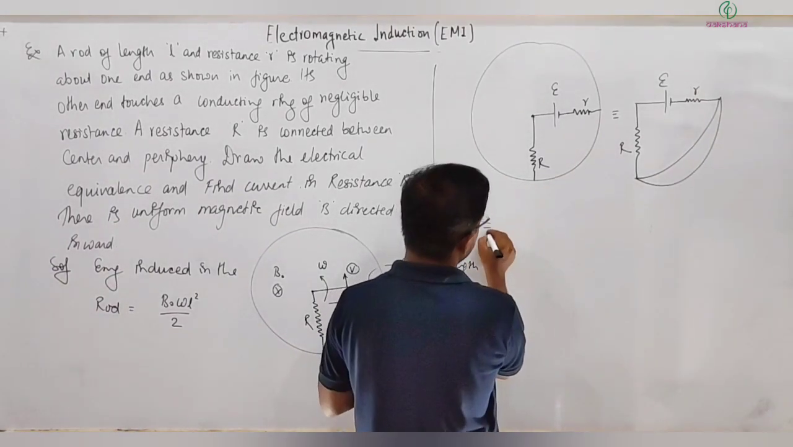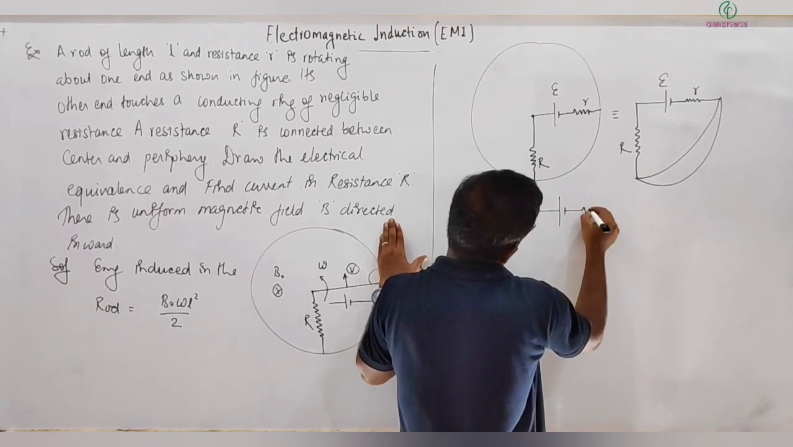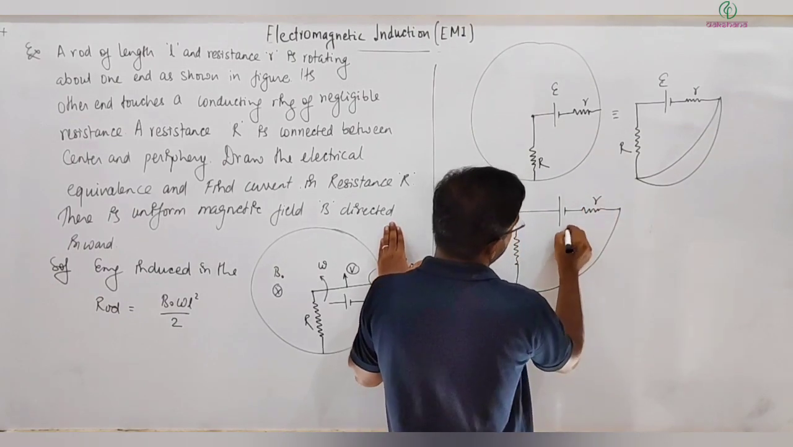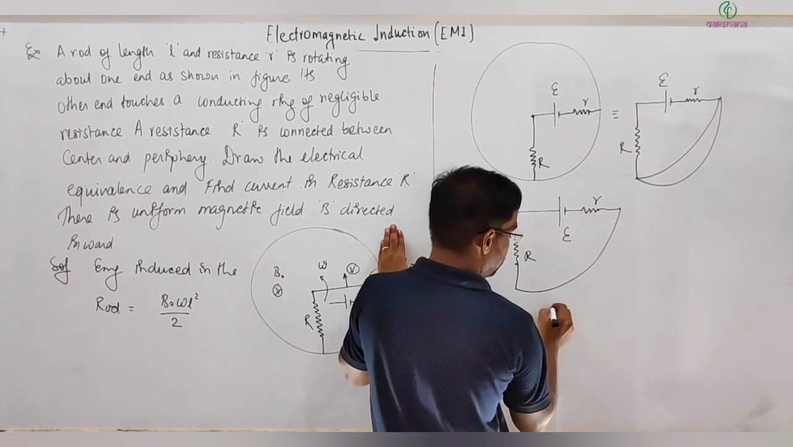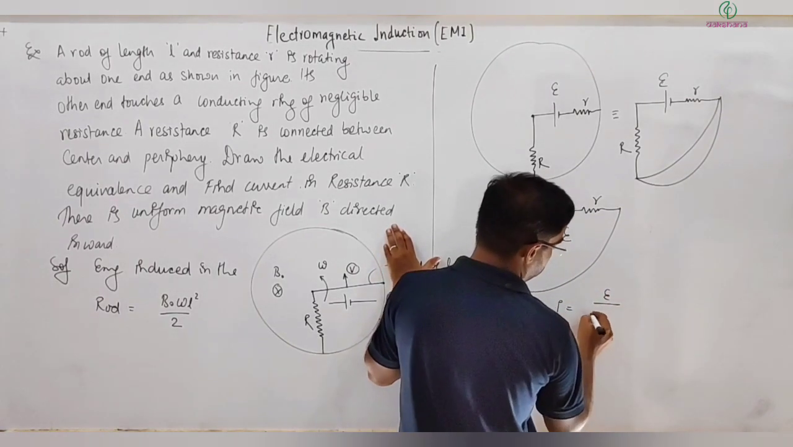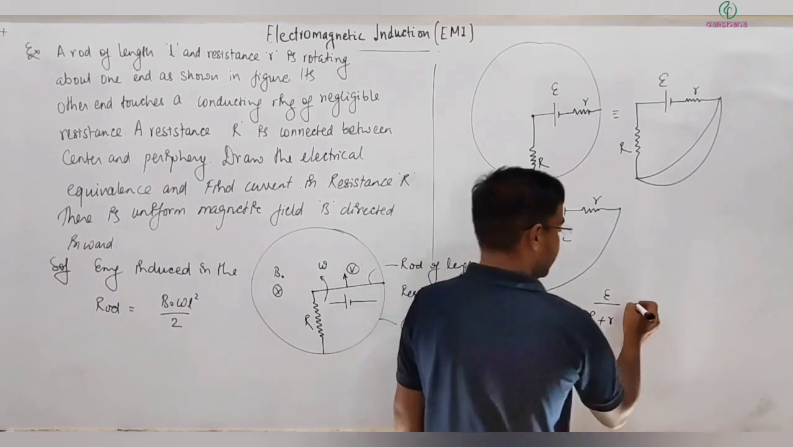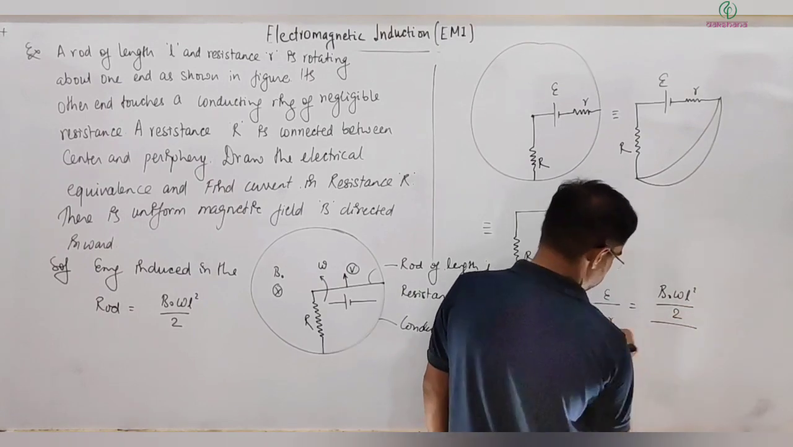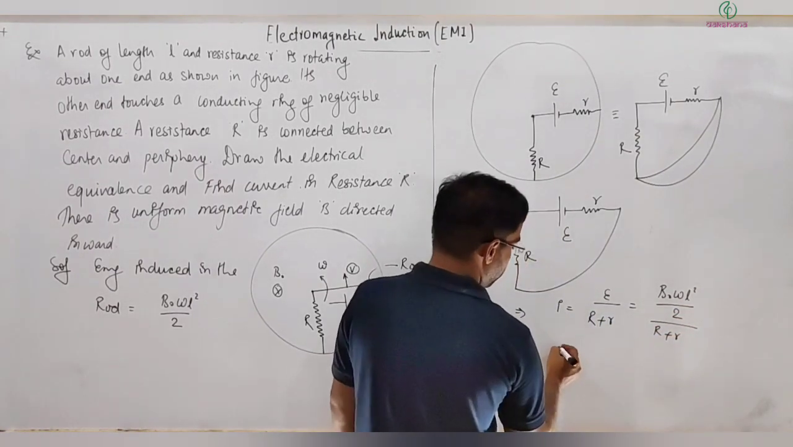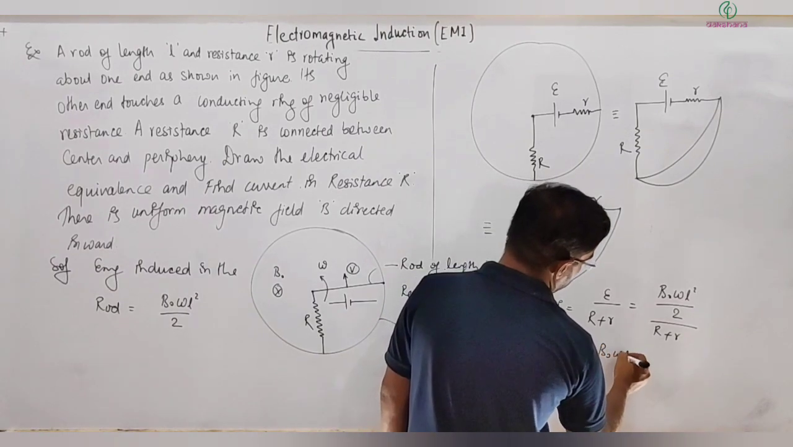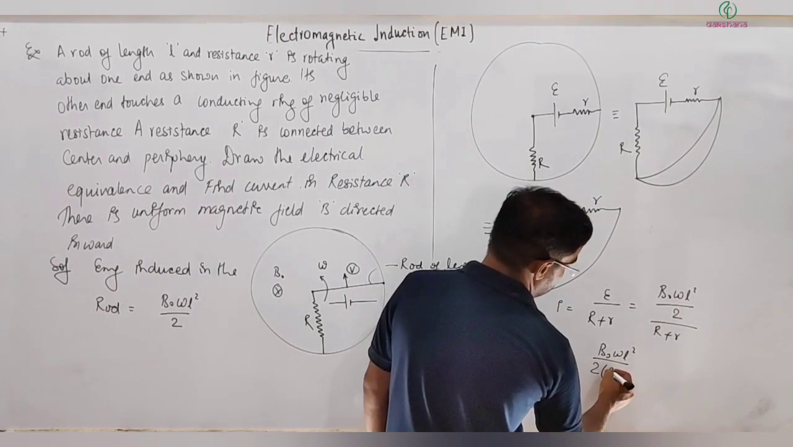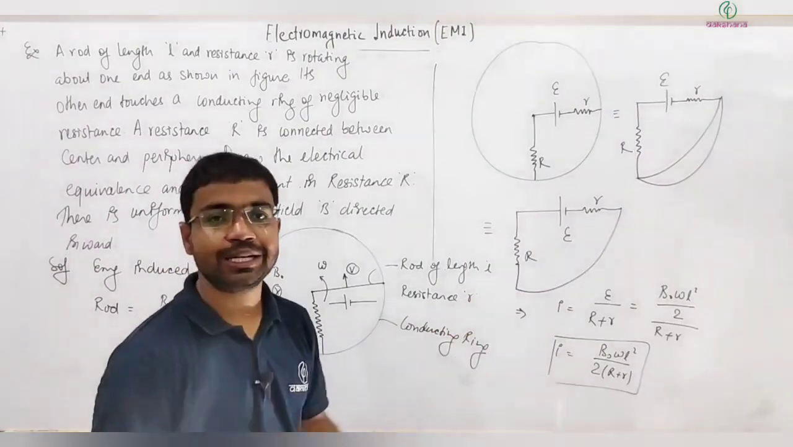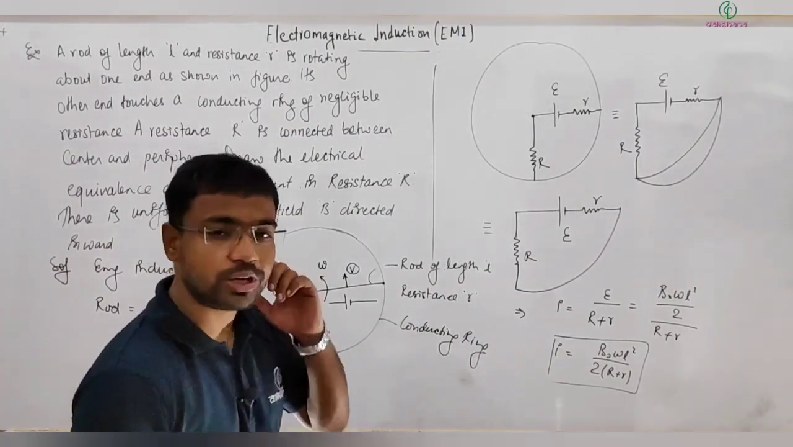So if I am merging them, then the equivalent circuit will be simply this: this is a resistance and another resistance, and this is a conducting wire, R, EMF E and capital R. This implies the current I in the circuit is given by EMF divided by total resistance, capital R plus small r, and EMF is V naught omega L square divided by 2. So the current I is V naught omega L square by 2 times capital R plus small r. This is the answer. Right? I hope you understand this. There should not be any confusion.